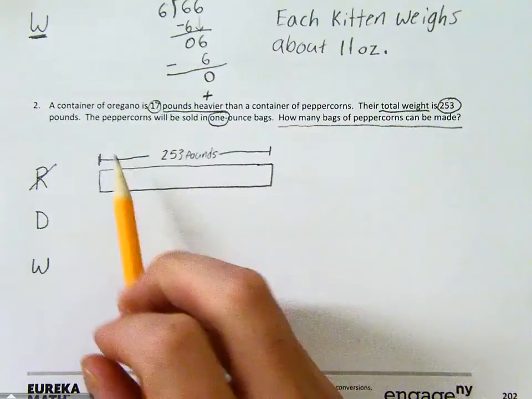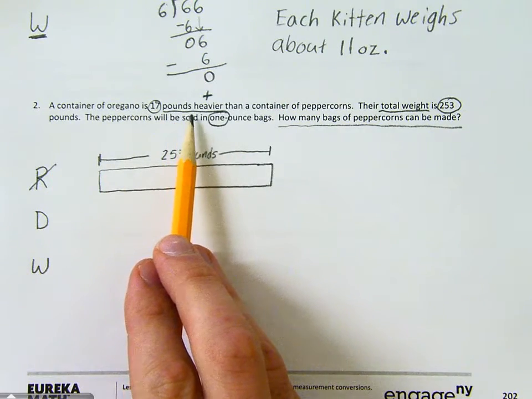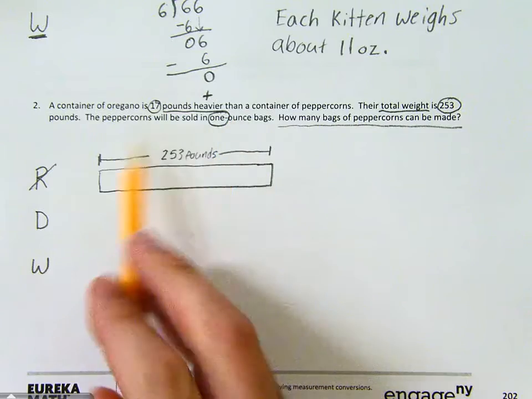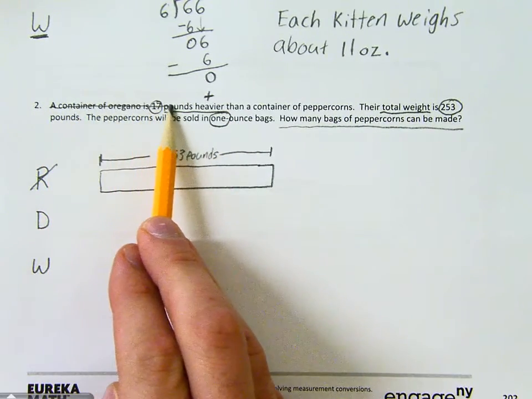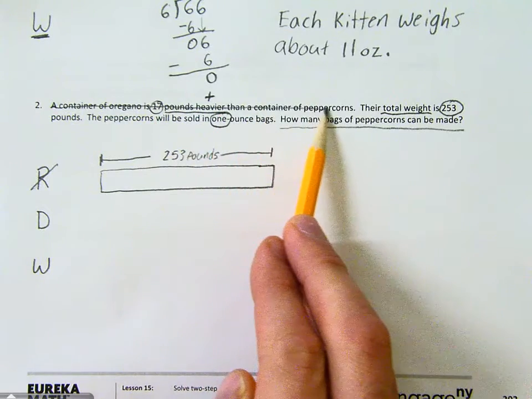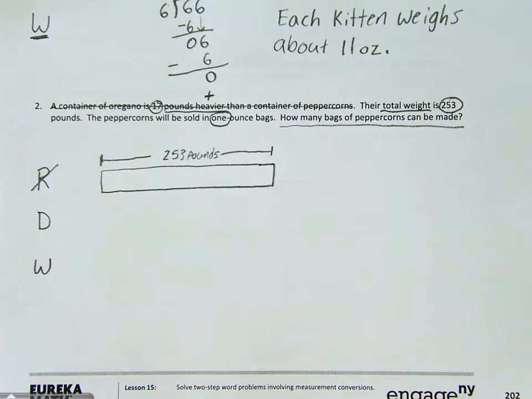So I saw that it said a container of oregano is 17 pounds heavier than the container of peppercorns. I don't need any of that information. Their total weight is 253 pounds, and the peppercorns will be sold in 1 ounce bags. How many peppercorns can be made?